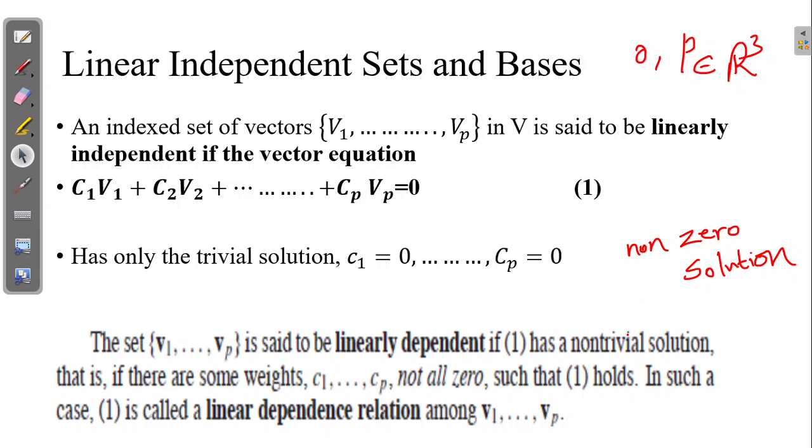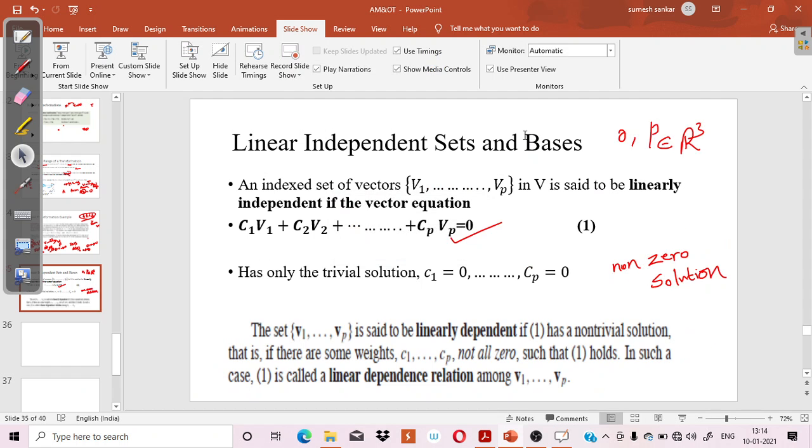Non-trivial means non-zero solution. That is, if there are some weights C1, C2, C3, etc., Cp, not all zero, such that this holds, then in such a case it is called a linear dependence relation among V1, V2, V3, etc., Vp. Linearly dependent vectors we will say. The other case is linearly independent vectors.